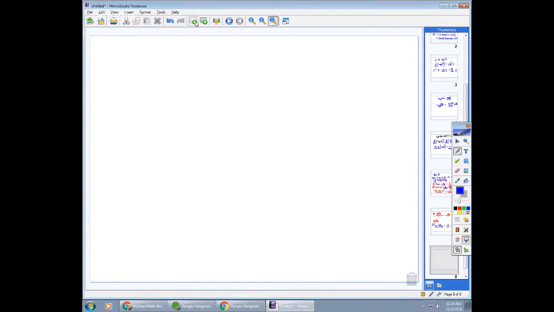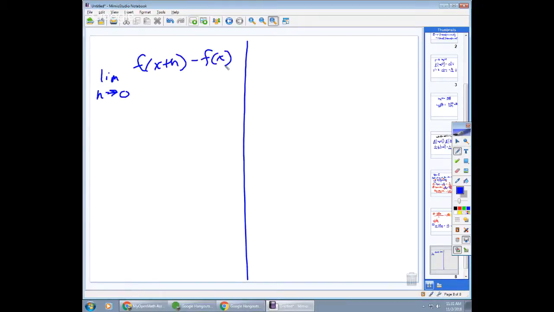Now on the test, if that problem appears, I'm just going to say use the limit definition, which means you have two options. One limit definition is the one we just did, as h goes to 0, the limit of f of x plus h minus f of x over h.